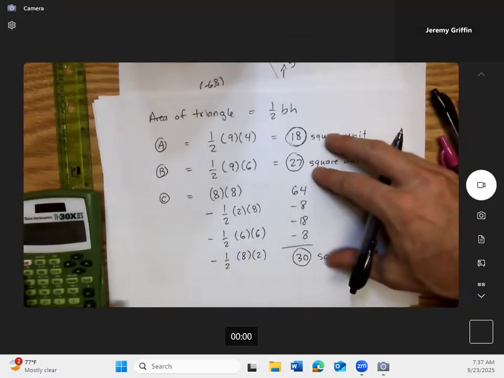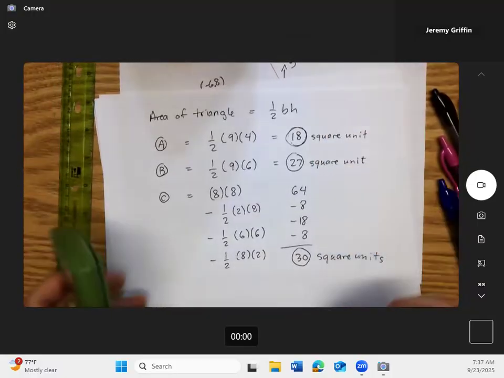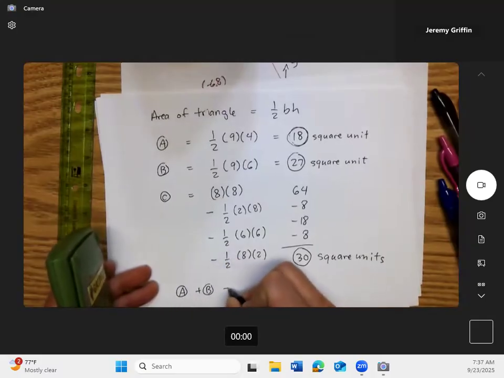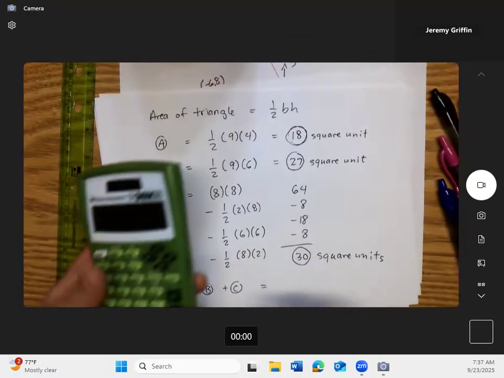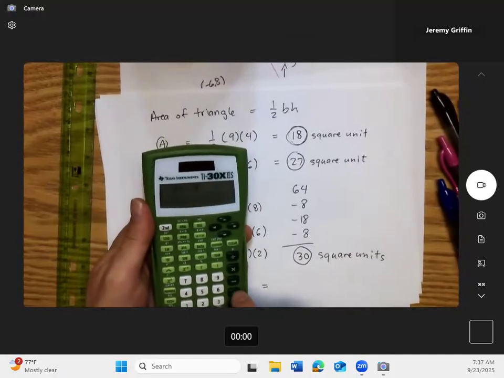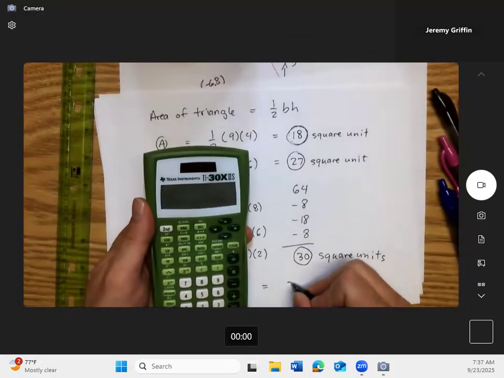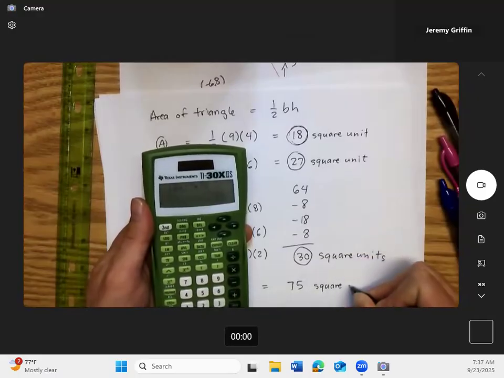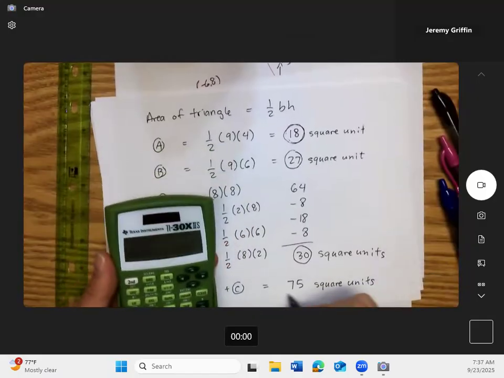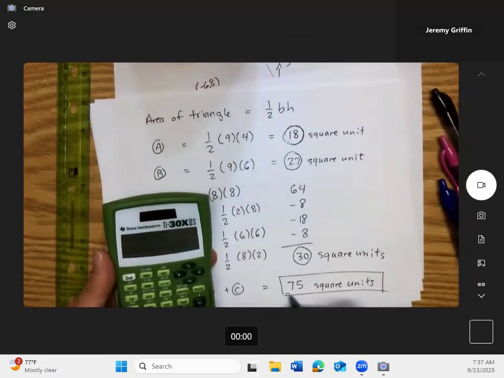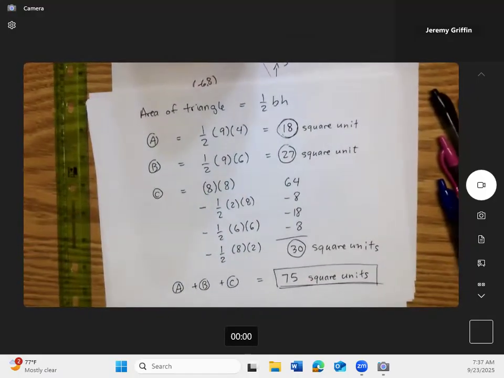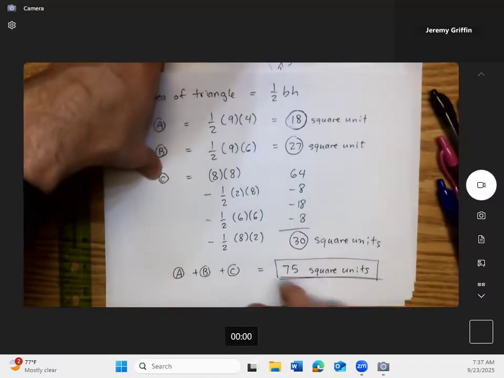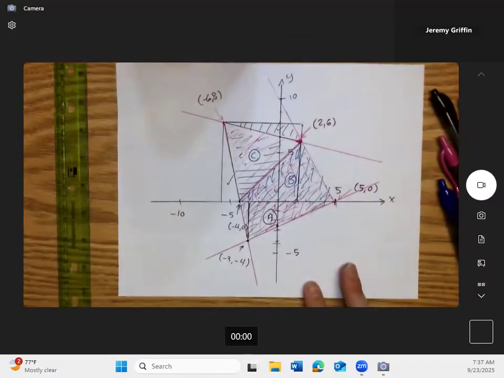Okay, so I have these three areas, A, B, and C. If I add those up, A plus B plus C would equal that middle region, 18 plus 27 plus 30, is 75 square units. And that is the textbook answer. So I did double check that one. Okay. All right, there we go. So ending on a challenge there. Here's the answer, and then go back to this graph picture.